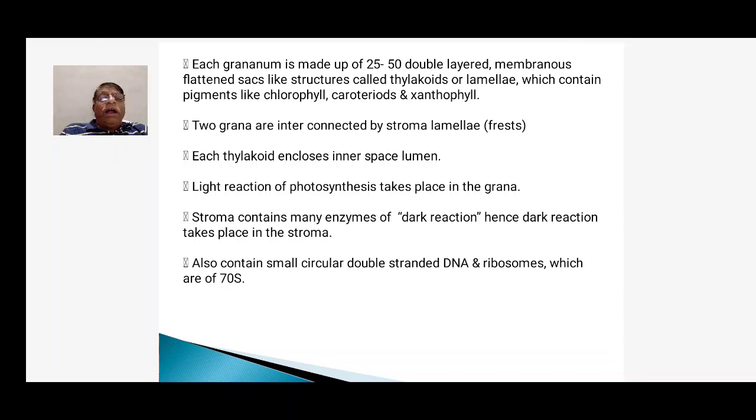The stroma, I already told you, is a granular substance which contains many enzymes of dark reaction or Calvin cycle. Hence, the dark reaction or Calvin cycle takes place in the stroma of chloroplast. Very important point. Light reaction in the grana and dark reaction in the stroma of chloroplast occur.